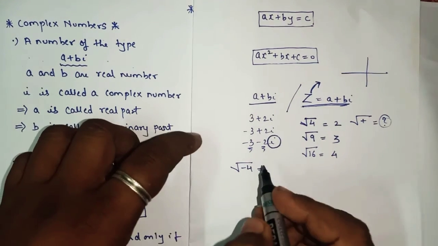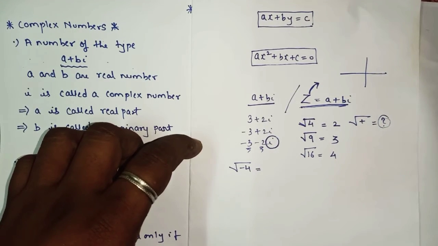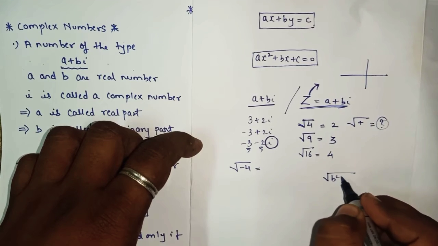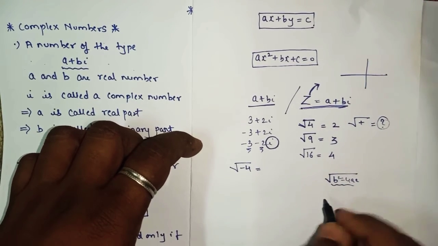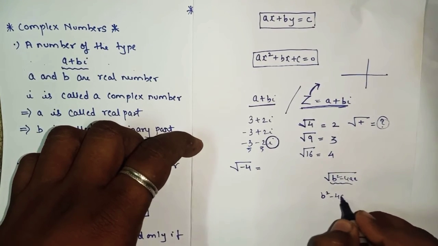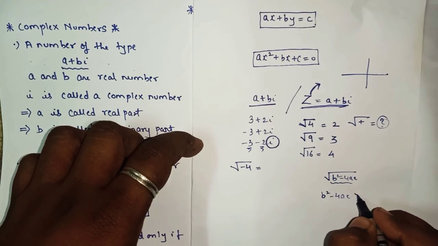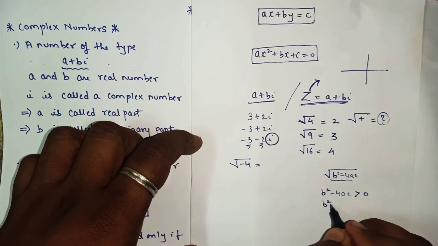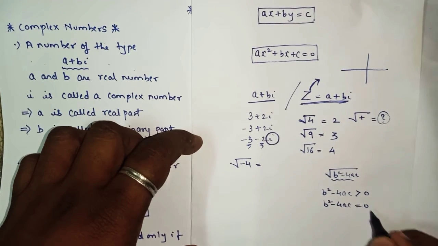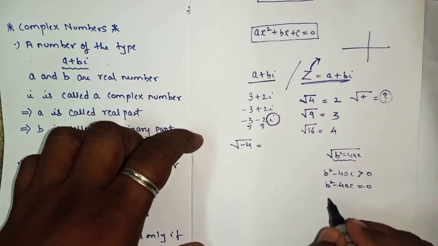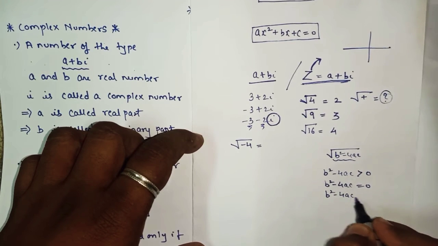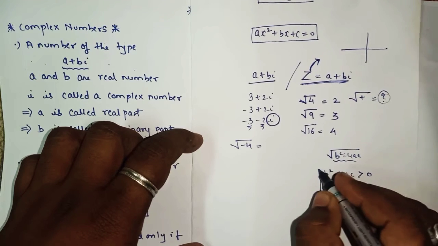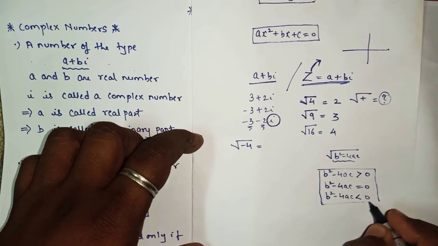Remember this, because we actually studied this in the quadratic equation. Whenever b square minus 4ac is greater than 0, it has two real roots, yes or no? If b square minus 4ac is equal to 0, it has equal roots. If b square minus 4ac is less than 0, it has no real roots. This part you might already know, it was there in the quadratic equation.